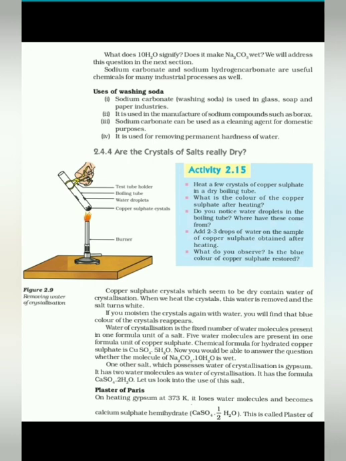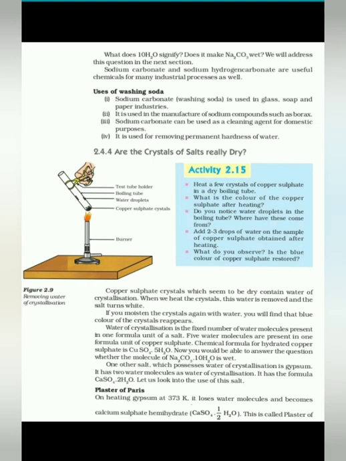Do you notice water droplets in the boiling tube? Where have these come from? Yes, you can see the water droplets in the boiling tube, and these water droplets were there in the copper sulfate crystals. Copper sulfate crystals, which appear dry, contain water of crystallization. On heating the copper sulfate crystals, these water molecules are removed from the crystal and appear in the boiling tube. So those water droplets were there in the crystal of copper sulfate only.